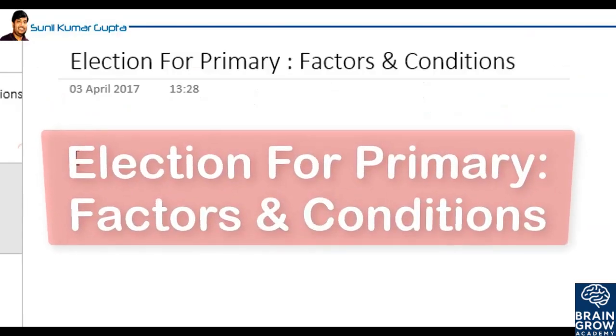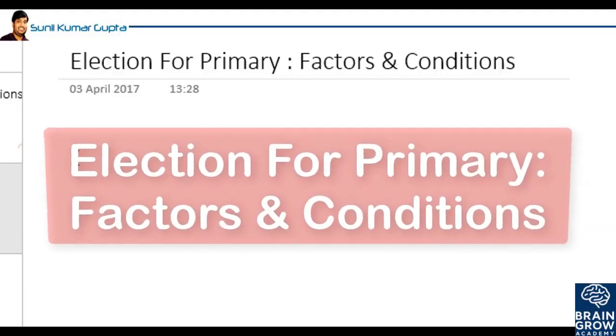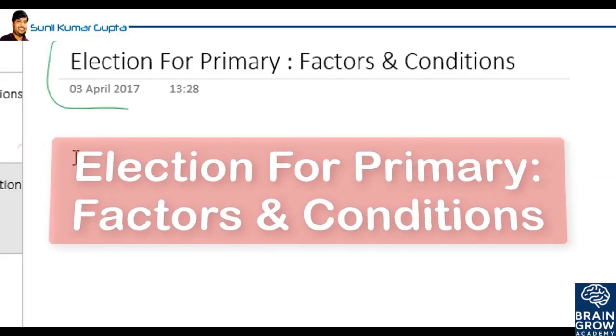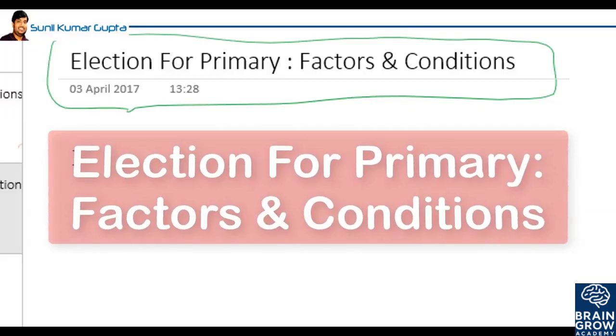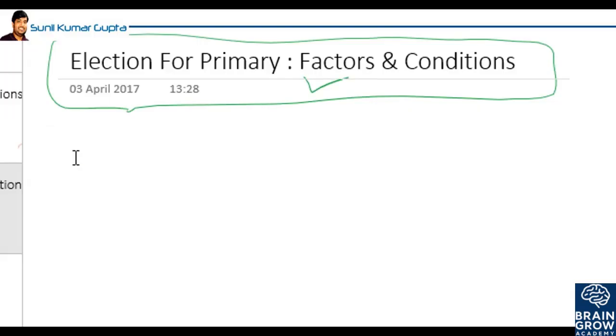Hello and welcome back. In the previous lecture we saw what election for primary is and how election happens in brief. In this lecture we are going to see election for primary factors and conditions. So what are the factors that affect the election for primary, and what are the conditions in which a primary can go to secondary, and an eligible secondary can become primary. We'll see the factors and conditions that affect the election in a replica set.